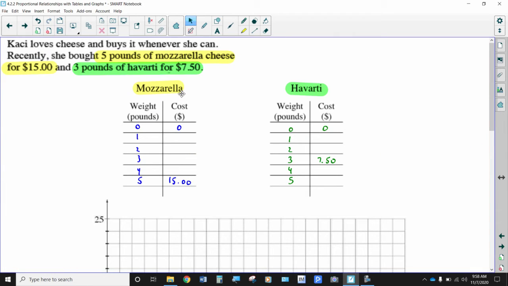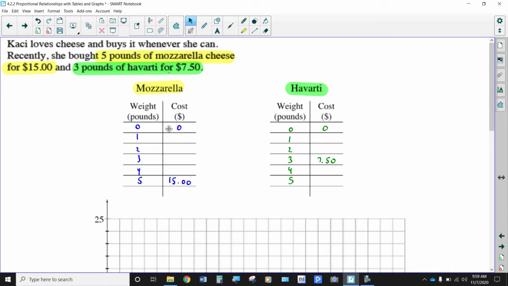And so we've got it started right here, and I took the data that was provided within the problem. We know that 5 pounds of mozzarella is $15 and 3 pounds of Havarti is $7.50. We also know that if we don't buy any cheese, we don't spend any money. So that's what makes this a proportional relationship. Now, we're assuming that there's going to be a constant unit rate here because they aren't giving us any information to say if you buy like 10 pounds, you get a discount. So without any of that information, we are going to go ahead and say there's a constant multiplier, a constant unit rate.